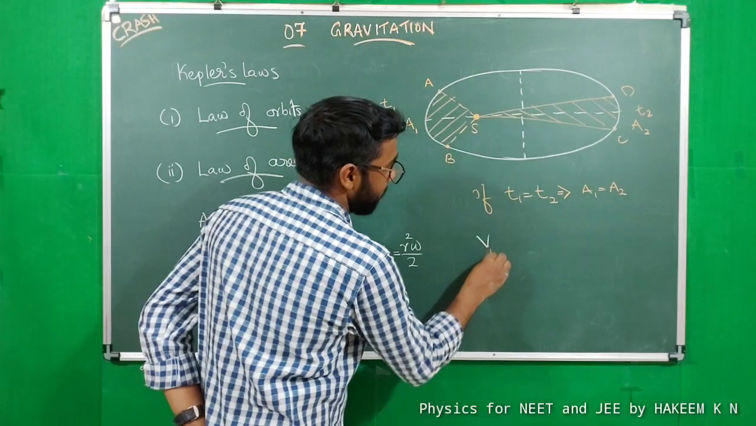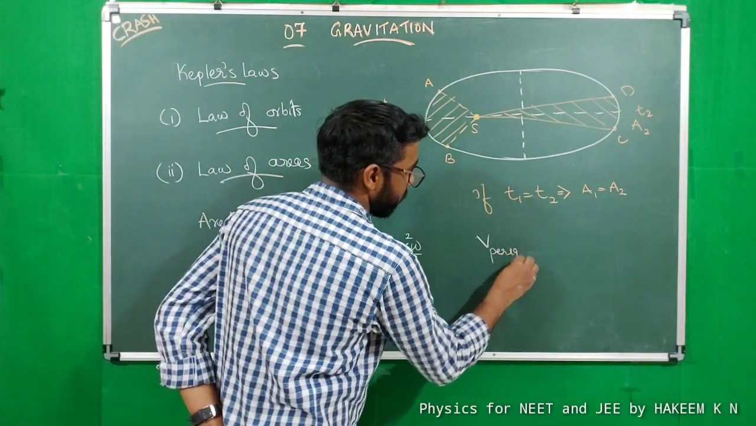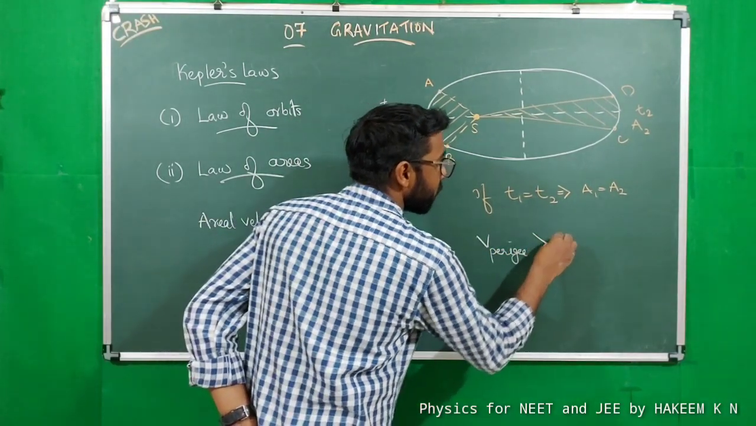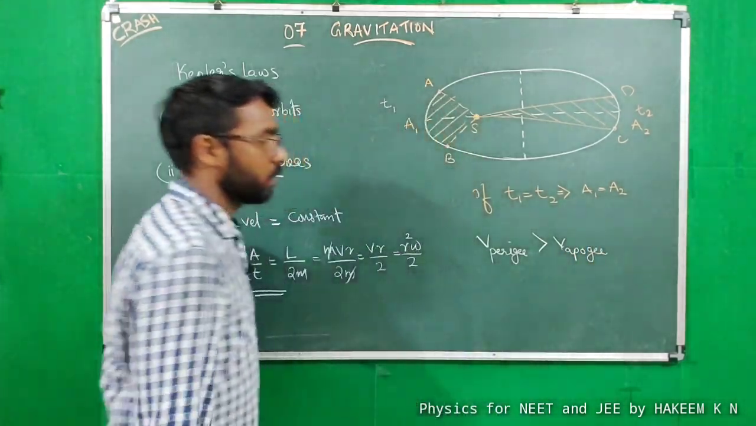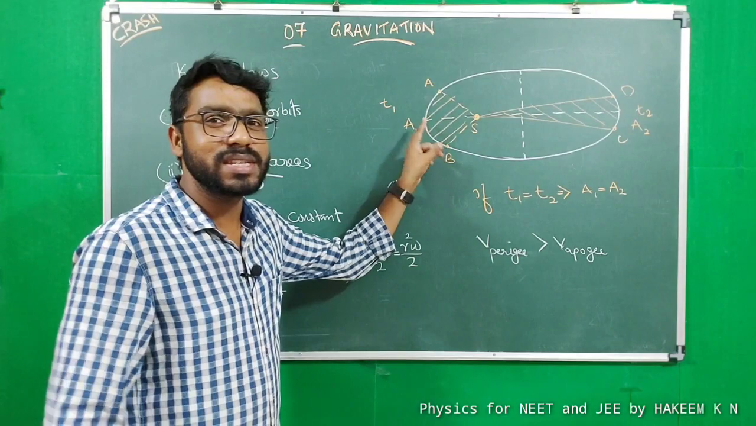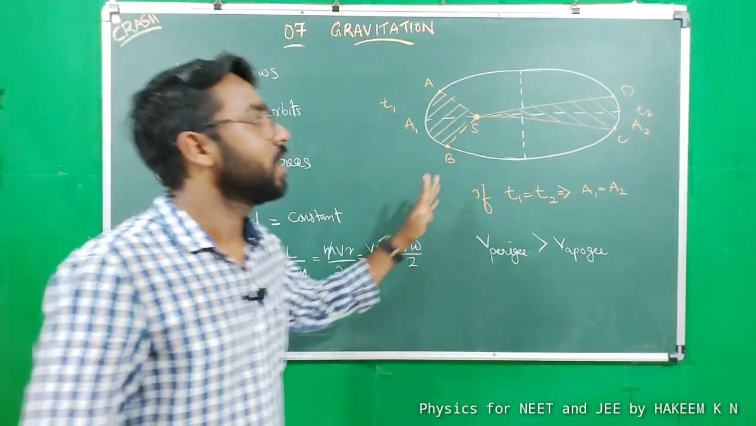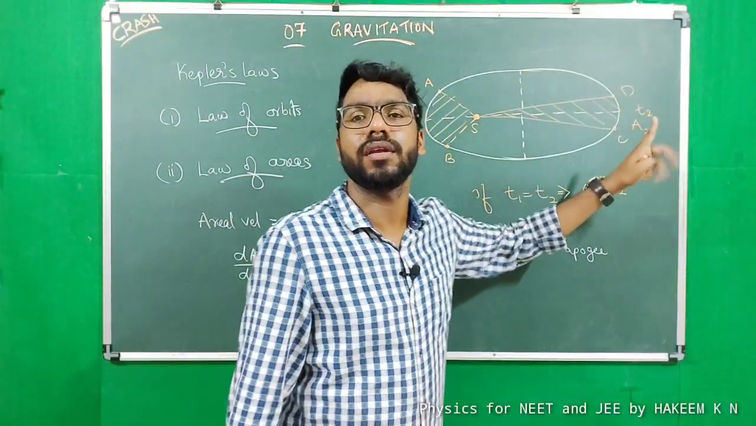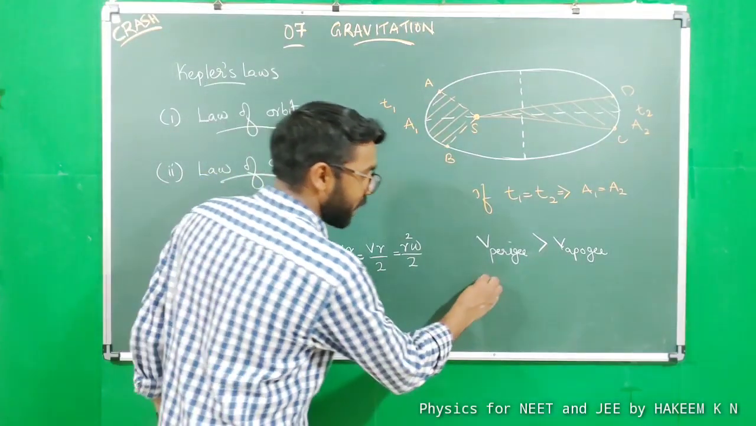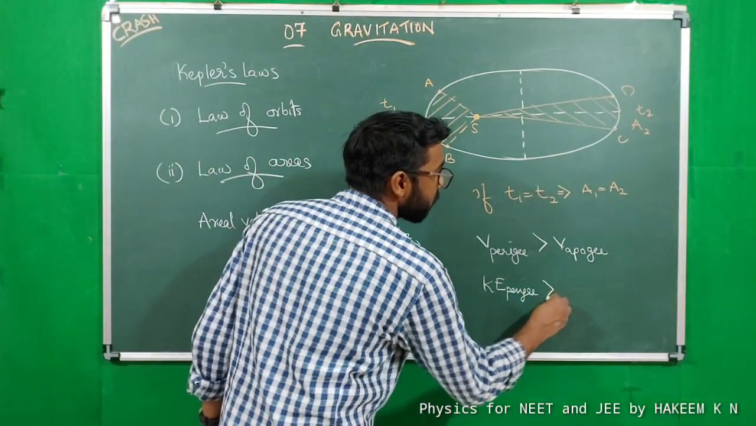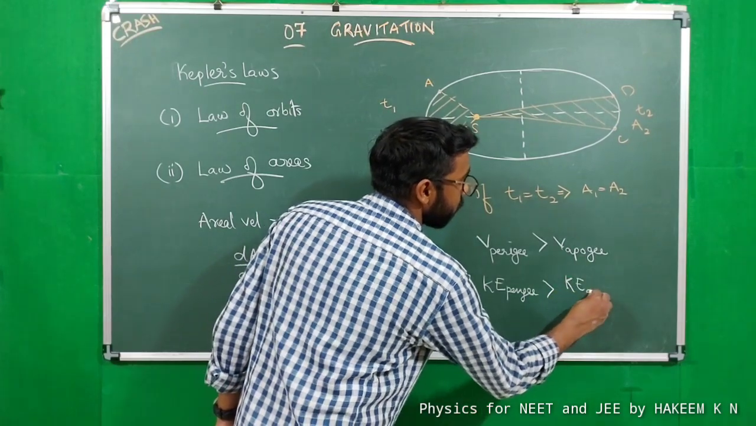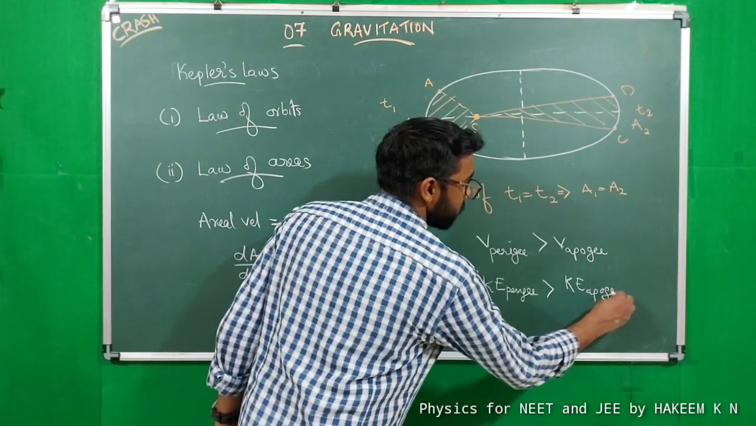Velocity at perigee is greater than velocity at apogee. Why? Perigee is the nearest point from the sun. Apogee is the farthest point from the sun. So we can say kinetic energy at perigee is greater than kinetic energy of the planet at apogee.